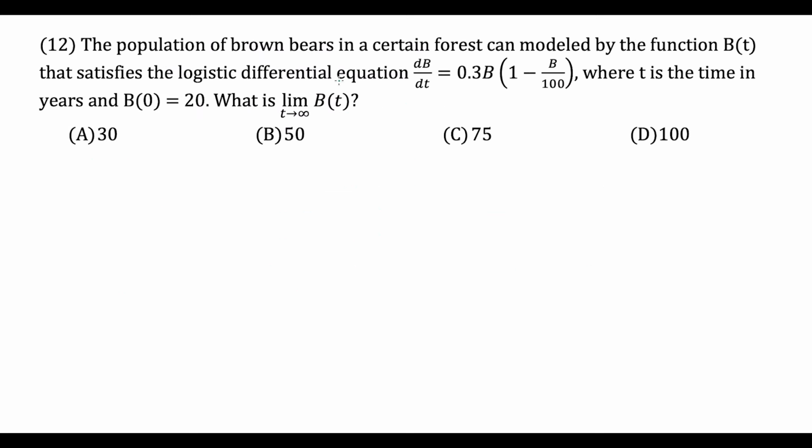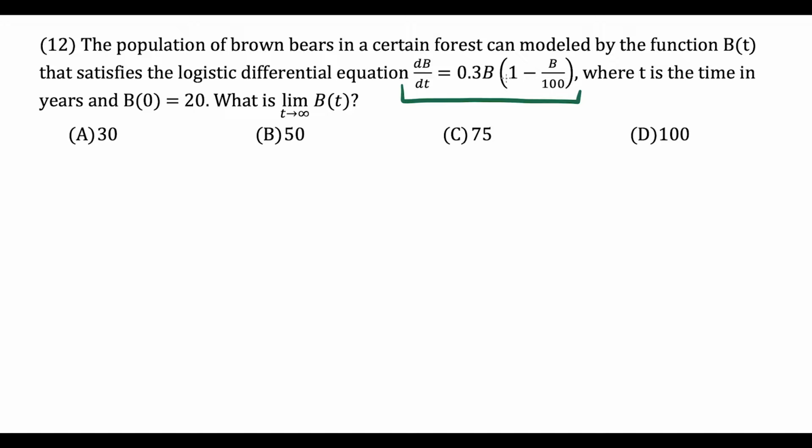So question 12, we have brown bears in a forest. B of t tells us the number of brown bears, and it satisfies the logistic differential equation given over here. t is the time in years, and we are told here B of 0 equals 20. What is the limit as t goes to infinity of B of t? We had questions like this earlier, but the logistic equations are unique to the BC section.